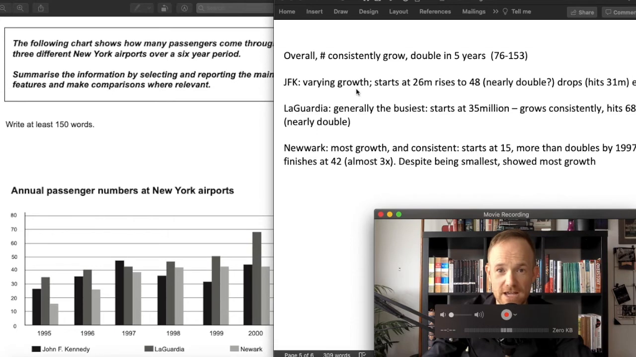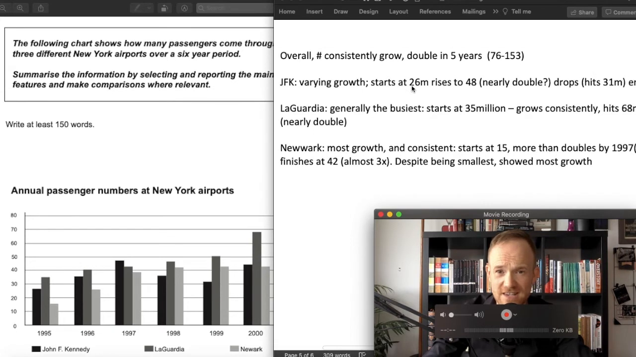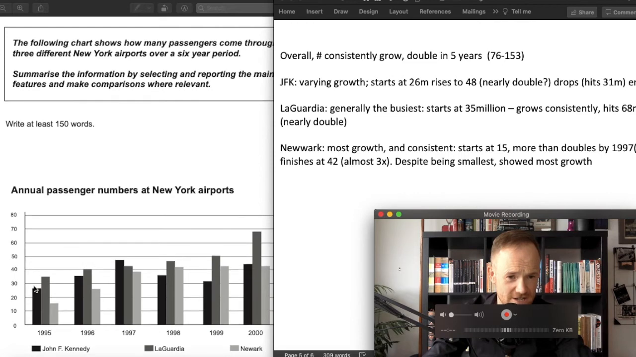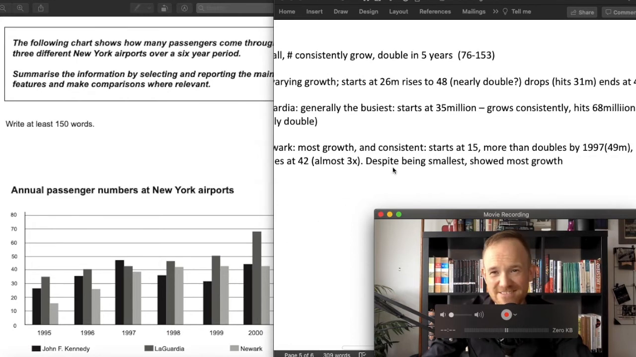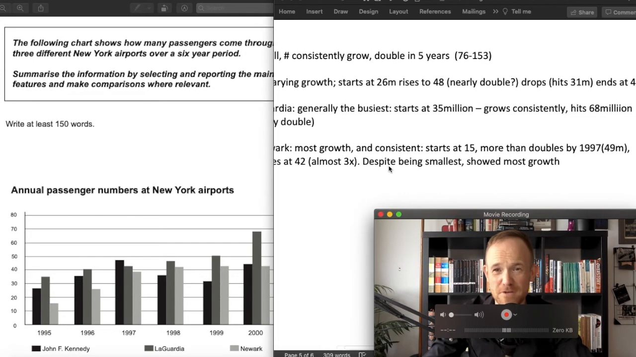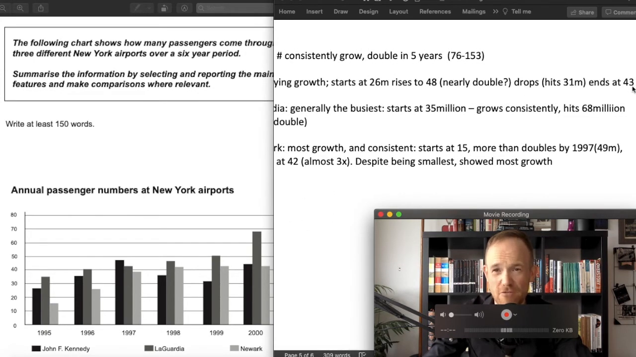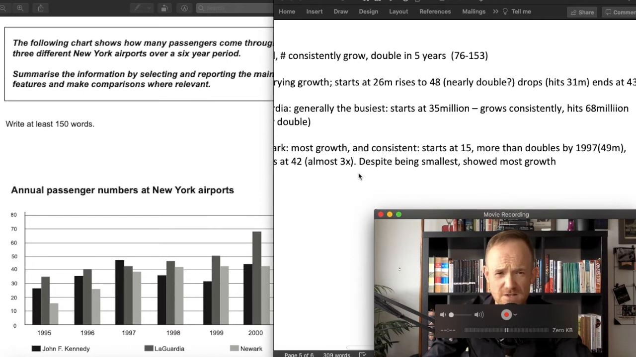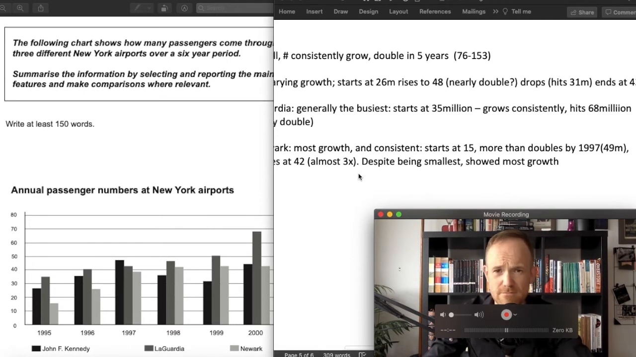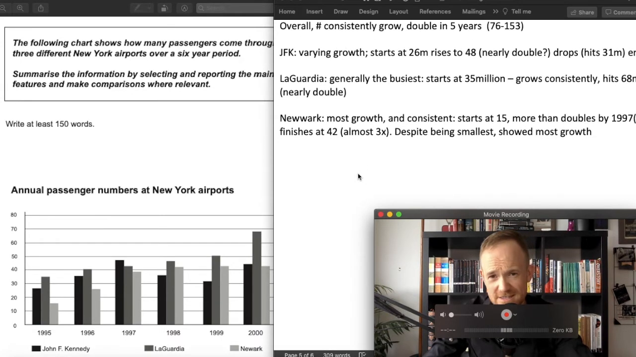JFK, varying growth. So it starts at 26 million. JFK is there, and it rises. I don't want to say double, but maybe it nearly doubles in 2 years. Then it has a drop. It comes down here to about 31 in 2 years, and then it ends up here at about 42. Not much else to say there. Sorry, I've written 43 in my notes. So it drops down to 31, rises to 43. So it increases quite a bit, possibly about a third, but in this case, I don't think that's important.